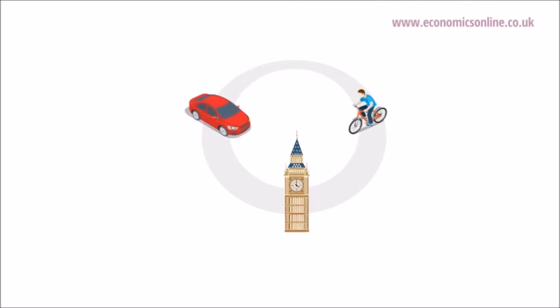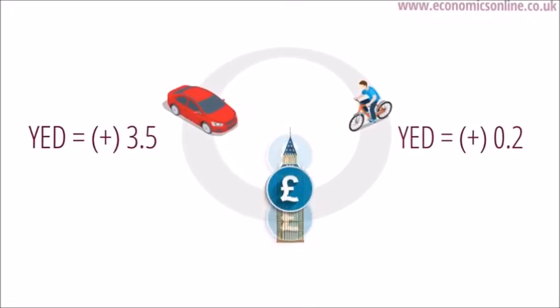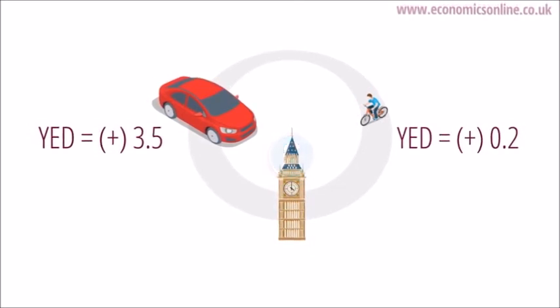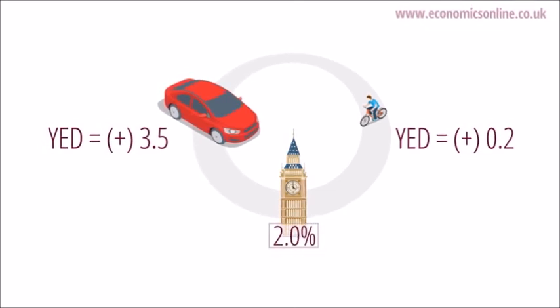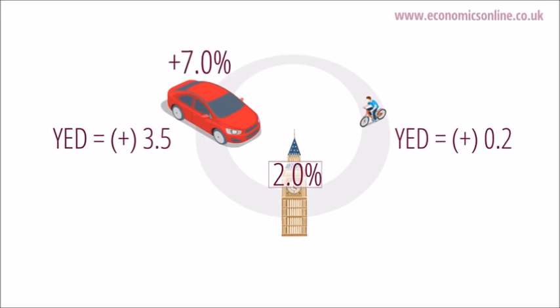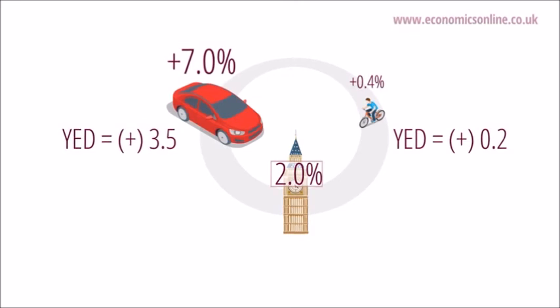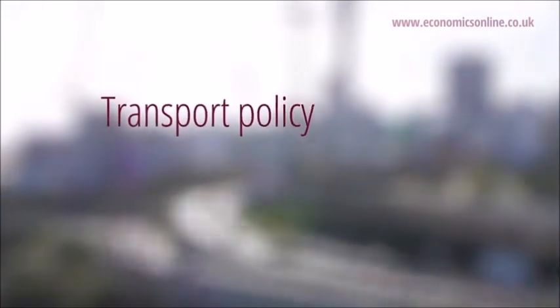Similarly, governments will take into account YED for public goods and merit goods. For example, if the YED for motor vehicles is 3.5 and for cycles is 0.2, then, as national income grows, demand for road space will grow, with demands for roads increasing more than for cycle lanes. Using these figures, we can predict that an increase in a country's income of 2% will lead to a 7% increase in demand for motor vehicles, and just a 0.4% increase in demand for cycles. This information, along with YED data for a whole range of transport forms, can help shape a government's transport policy.